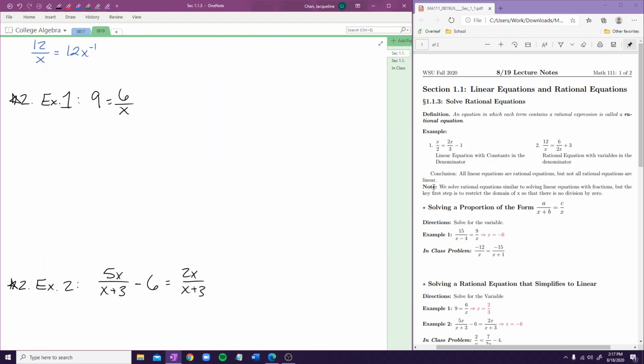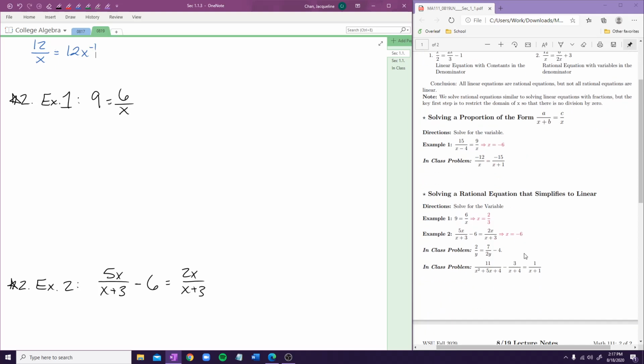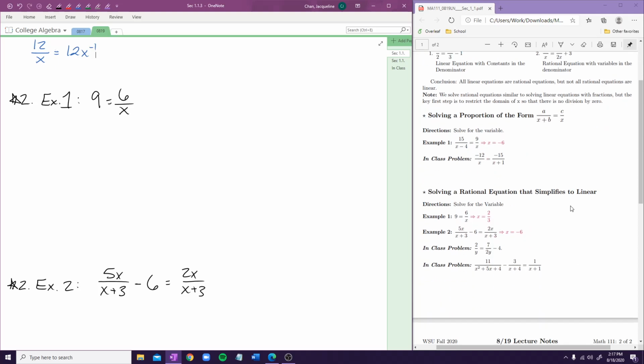One thing I want to note is that when we solve rational equations, it's similar to solving linear equations with fractions. However, we have to restrict the domain of x so that we do not divide by 0. I'll get more into that in a little bit. So I'm actually going to switch these up a little bit. I'm going to do the second one first, solving a rational equation that simplifies to linear. I think it's just going to be a little more simple. So let's start with that.